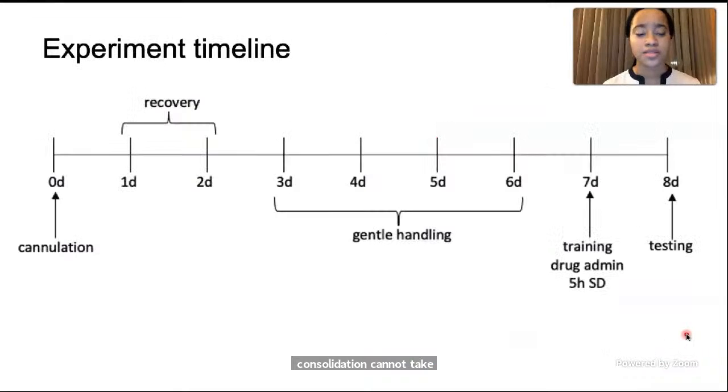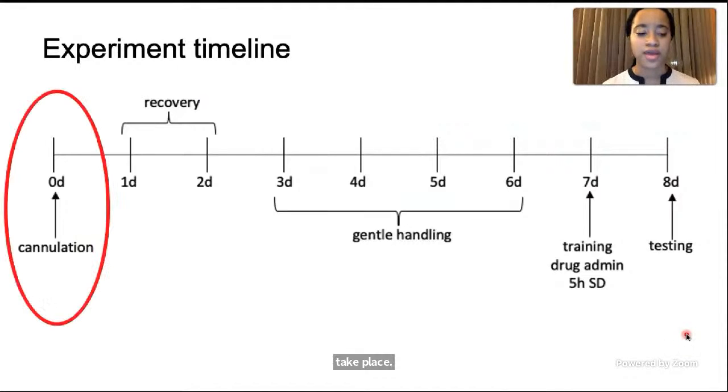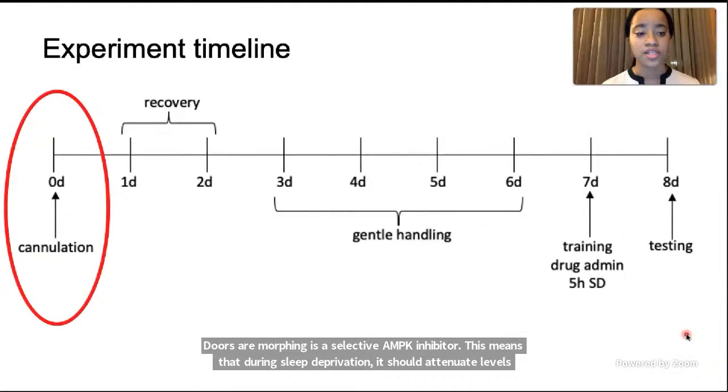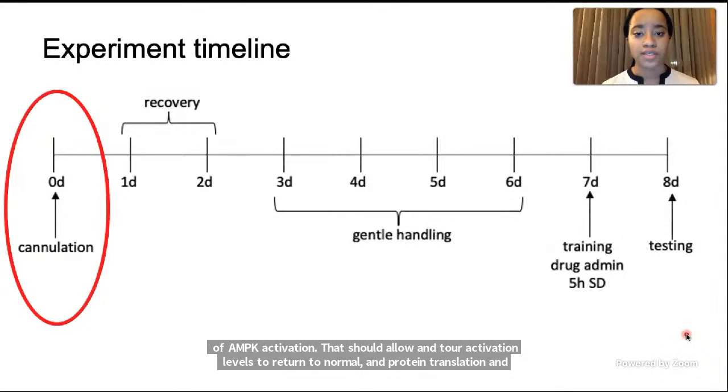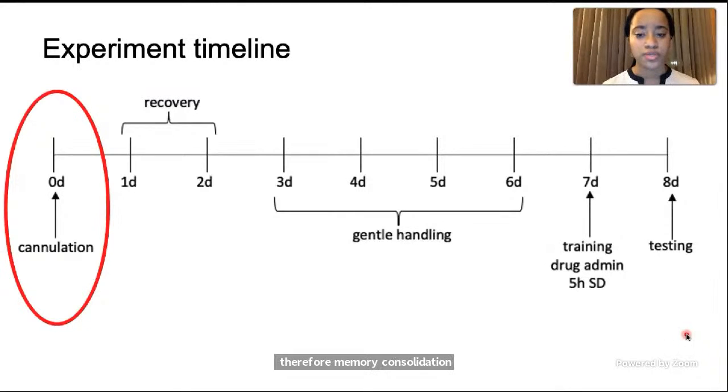This is our experimental timeline for examining the effect of dorsomorphin on memory consolidation in mice. First, the experiment begins with a cannulation surgery. The cannula is placed to allow for direct injection of dorsomorphin or control saline into the mouse hippocampus, allowing dorsomorphin to bypass the blood-brain barrier.